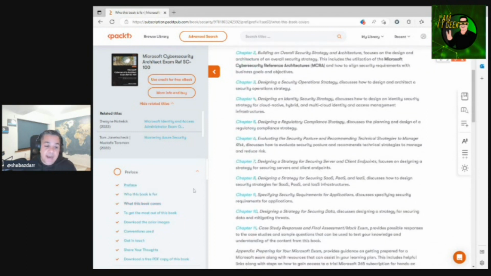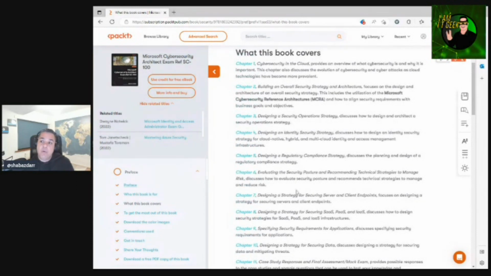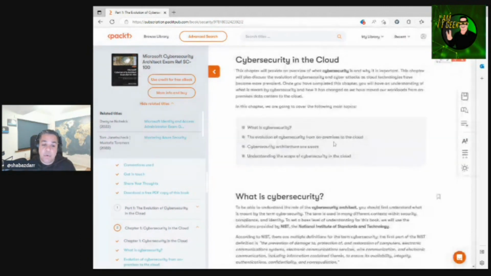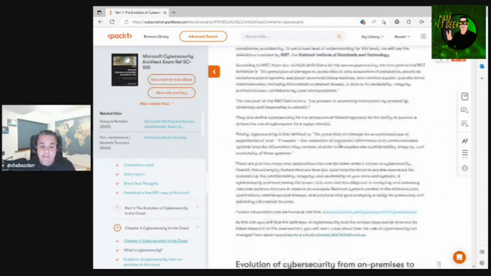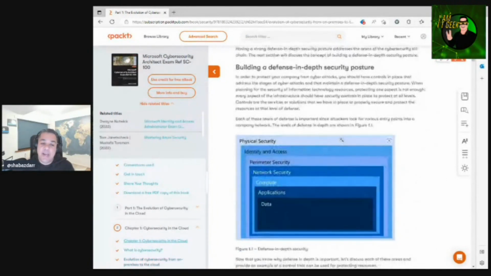As we go down, it's got 11 chapters, and all these chapters cover what Microsoft covers in their exam guidelines as well. Looking at chapter 1, what is cybersecurity? It's a very straightforward, introductory explanation there. But then I love the way Dwayne uses diagrams.